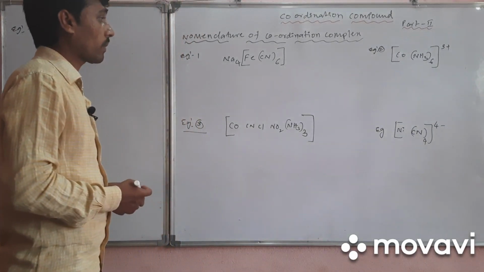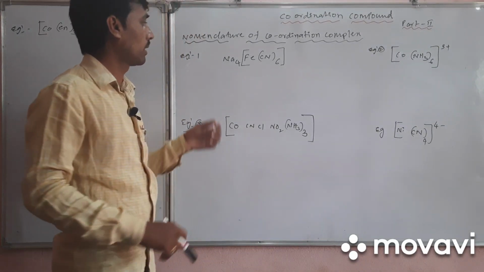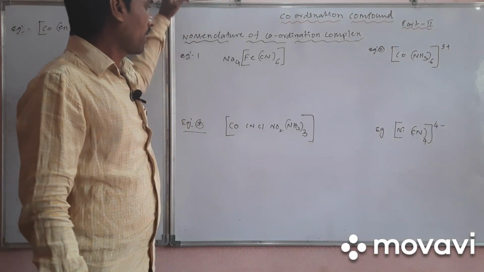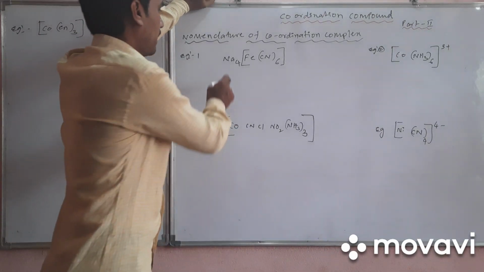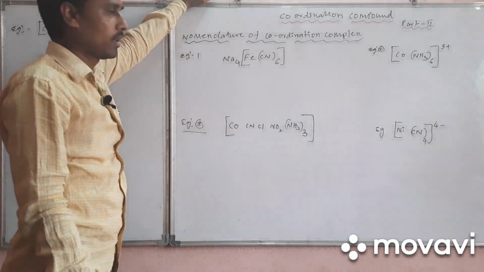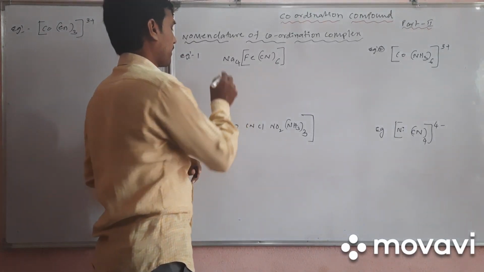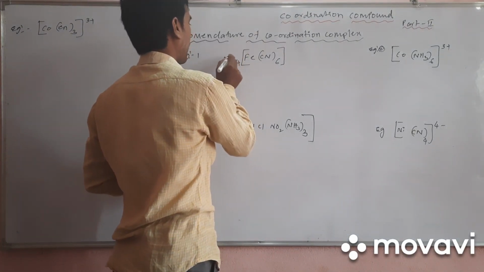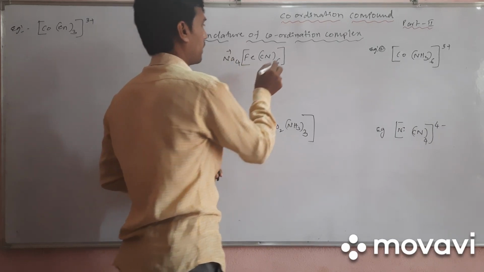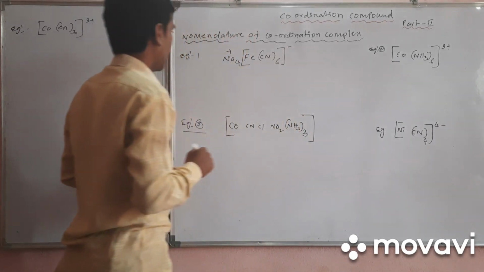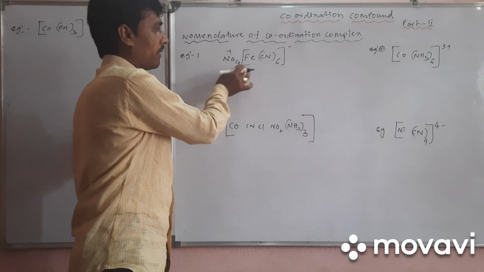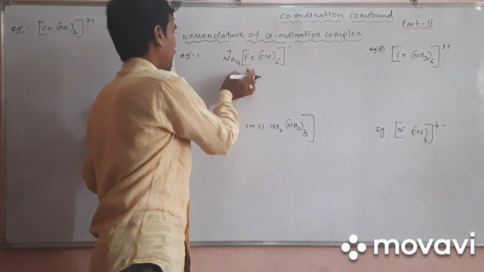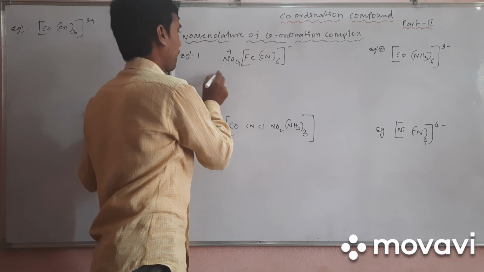If the complex compound has a cationic part and an anionic part, first we take the cation, followed by the anion. This is the cationic part, the sodium metal. This is the anionic part. First we go to the cation, then followed by the anion.